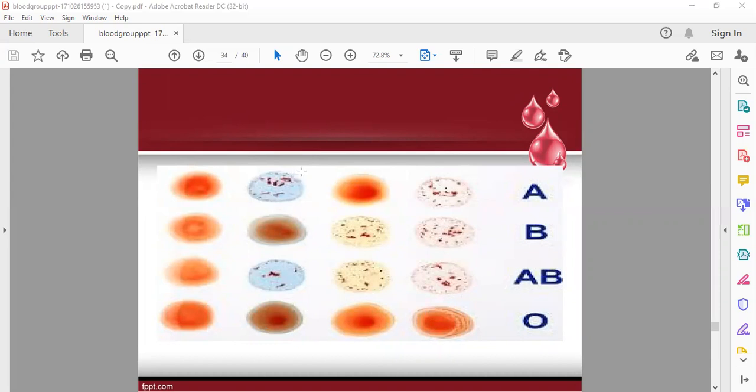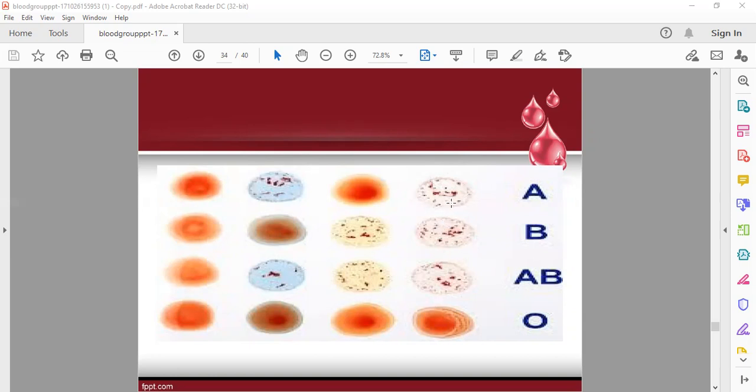Suppose there is agglutination, or clotting, in spot number 1, which indicates that the blood has anti-A and antigen A. So antigen A and anti-A have reacted with each other, which indicates that the blood is A. And this spot is for the analysis of the Rh factor. If it is positive, then it indicates that the individual is Rh positive. So the 2 spots are showing clotting here, which indicates that the blood group is A positive.